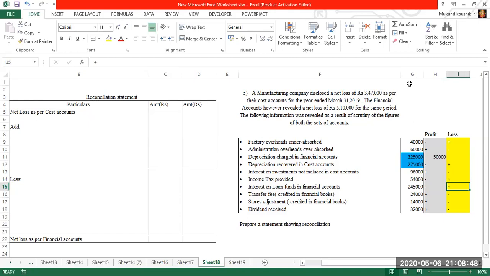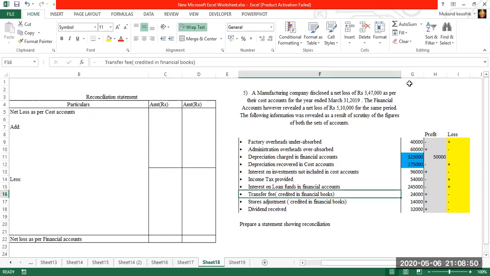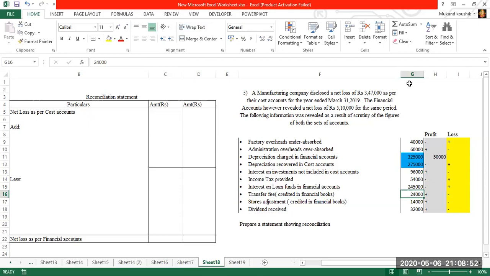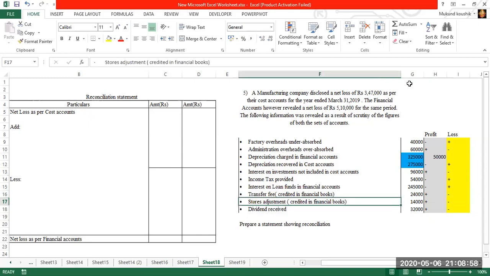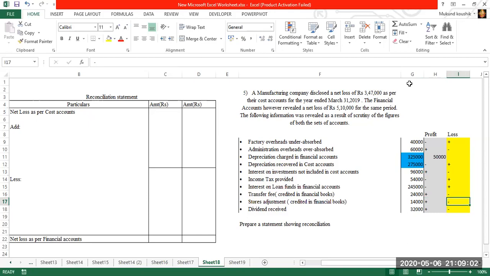Then again transfer fee credited in financial books means transfer fee is an income which is credited in financial account, means income, generally it will be added. Now this question is on loss, so you have to deduct. Then again stores adjustment credited is an income, you have to add, but since it is a question of loss you have to deduct in this problem.